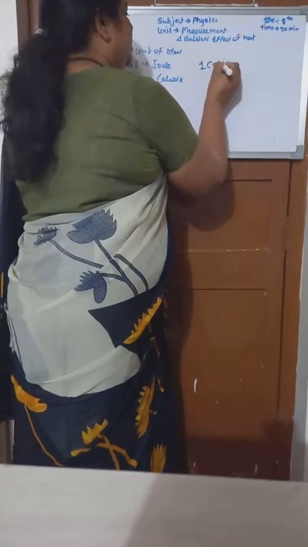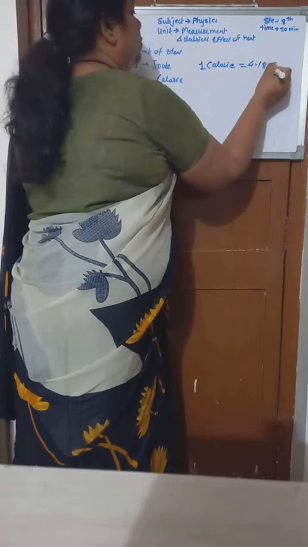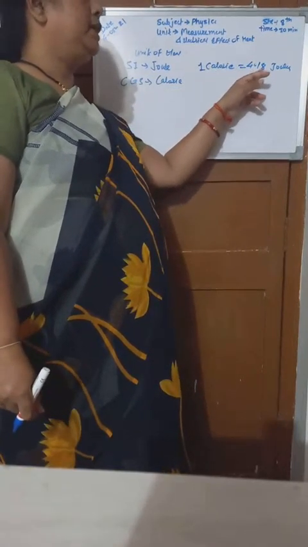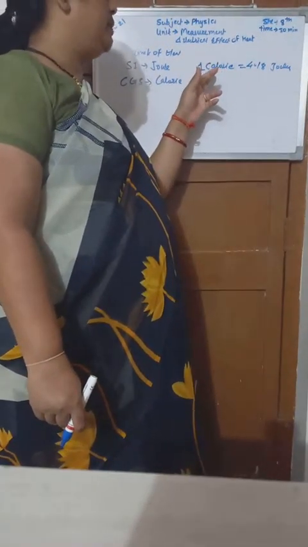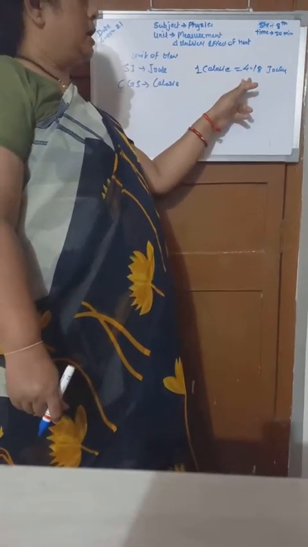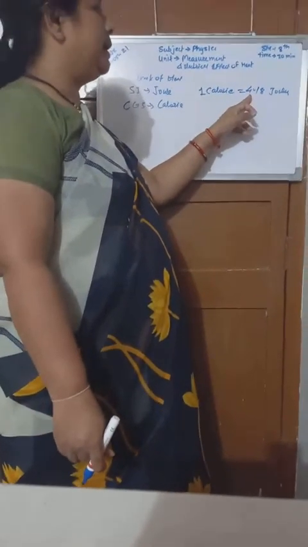Okay. What is the relation between this joule and calorie? 1 calorie equal to 4.18 joule. This is the relation. What is the relation between calorie and the joule? 1 calorie equal to 4.18 into joule. If you have to convert calorie into joule or joule into calorie, multiply the heat by 4.18.